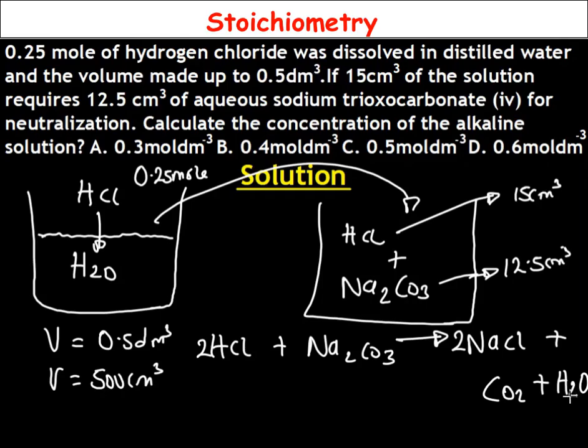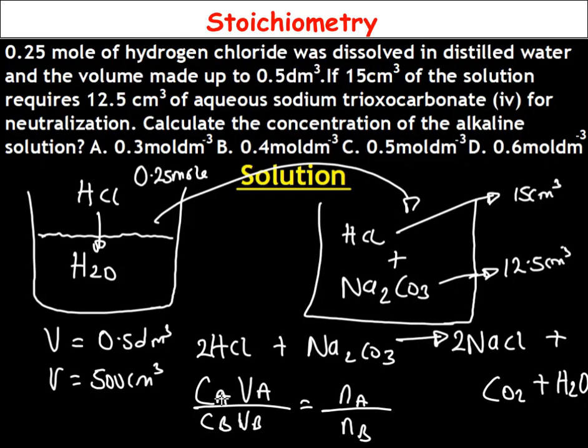Now, once you are to solve a reaction that has to do with acid and base, acid HCl and base Na2CO3, just bear in mind that you will apply this given formula, which is given by CaVa over CbVb is equal to Na over Nb. Now, don't be confused. Let me explain this term one by one.